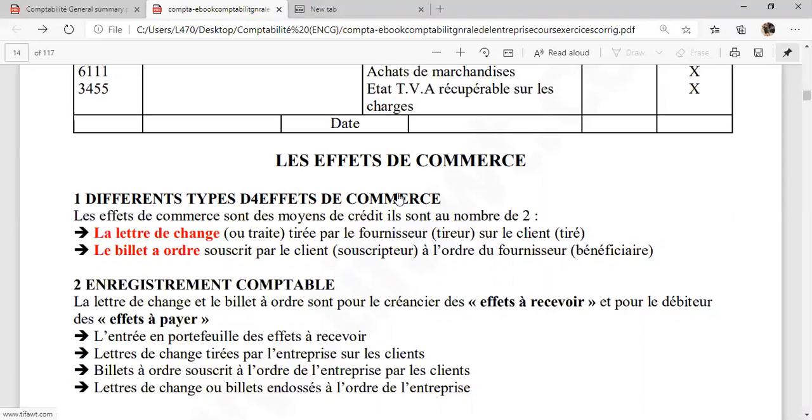So like I said before, three characteristics of lettre d'échange. We have three people involved. Like I just said before, we have le bénéficiaire, we have the fournisseur, and lastly, we have the client.